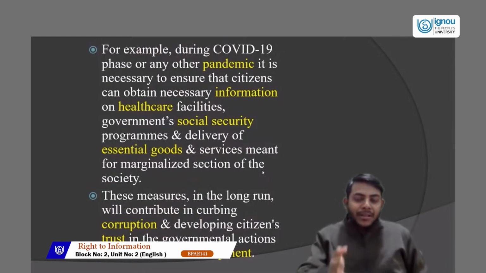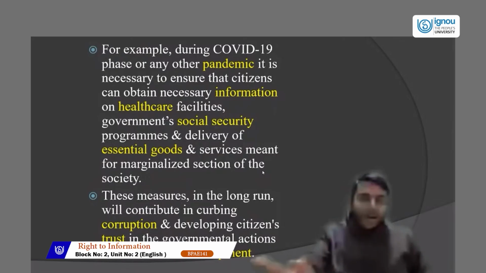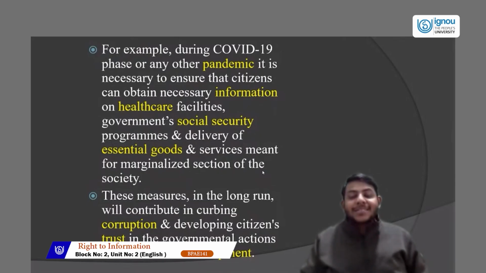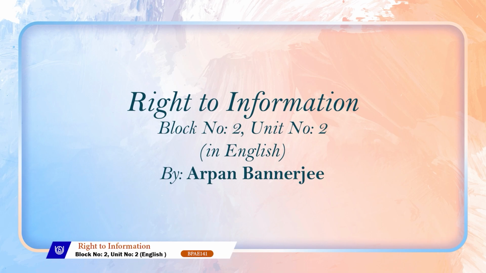Now, if we take the example during the COVID-19 pandemic, what we see during the COVID-19 pandemic or during any other pandemic, it becomes very necessary to ensure that citizens can obtain necessary information on healthcare facilities and also on the government's social security programs, as well as delivery of essential goods and services that are meant for the marginalized sections of the society. So these things become very important during any pandemic situation.